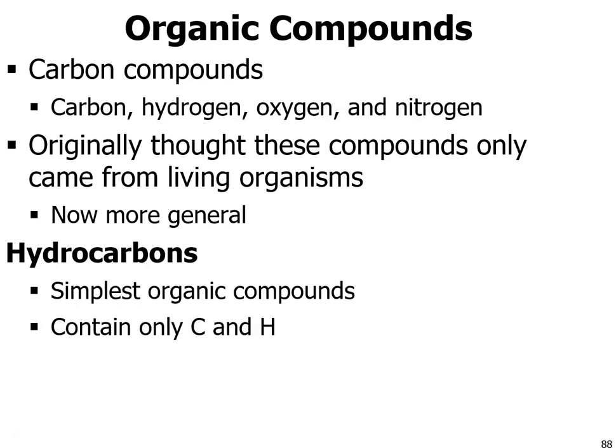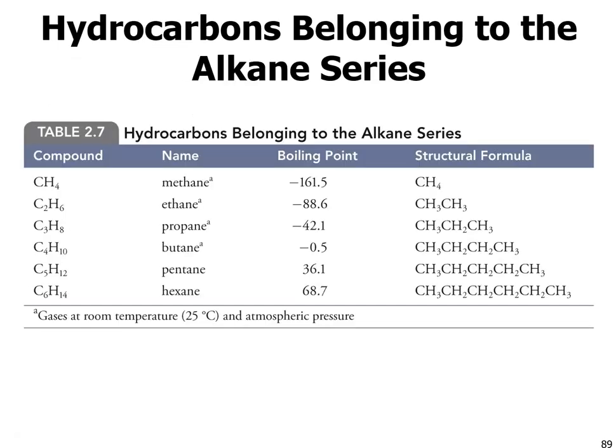They only contain carbon and hydrogen. And here's an example of some of these. I'm sure you've heard of some of these: methane, ethane, propane, right? You can have a propane tank to do a lot of grilling out. Butane. So these are all things that you may have heard of before, pentane and hexane. They're named based on how many carbons are associated with them.